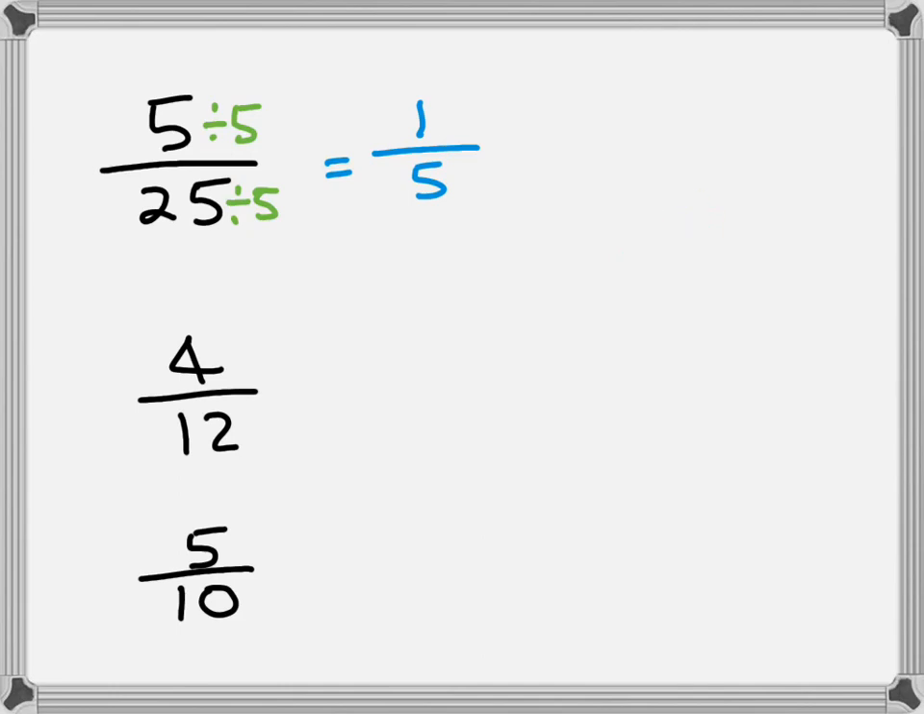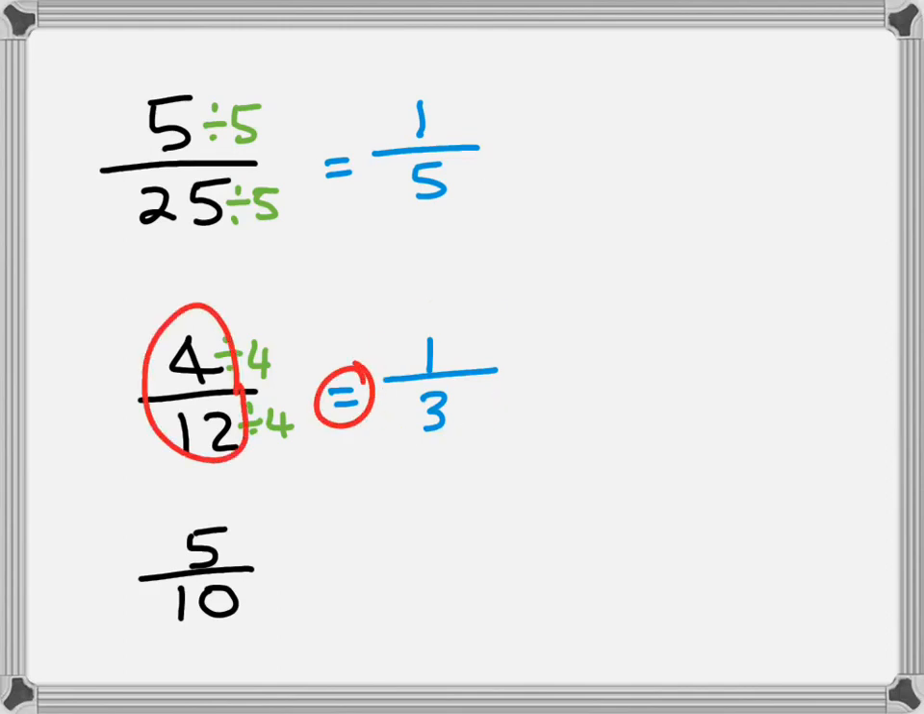Right, what's the greatest common factor of the next one? It's going to be 4. 4 can go into 12 and into itself. And our answer here is going to be 4 divided by 4 is 1. 12 divided by 4 is 3. So 4/12 is equal to 1/3. You've reduced it down successfully to the lowest it can go.